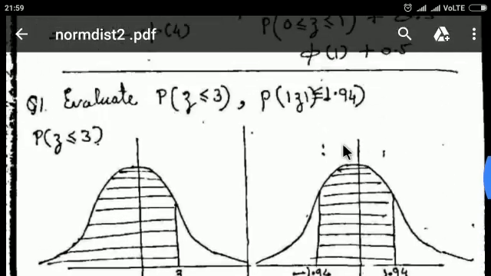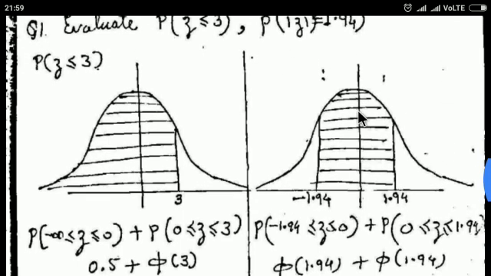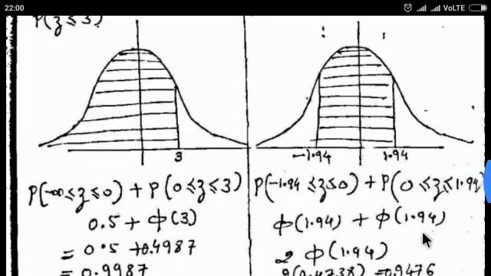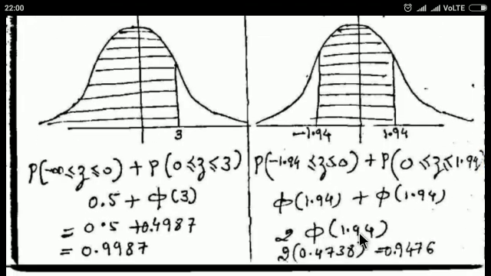Now this one. Probability of absolute value of z less than or equal to 1.94. That means z lies between minus 1.94 and plus 1.94. So in terms of probability, I will write it as z lies between minus 1.94 to 0 plus z lies between 0 to 1.94. So again, this is phi of 1.94. This is also phi of 1.94. So twice phi of 1.94.